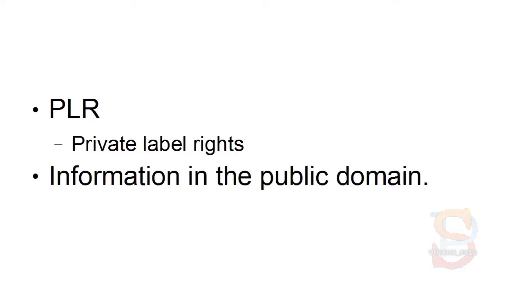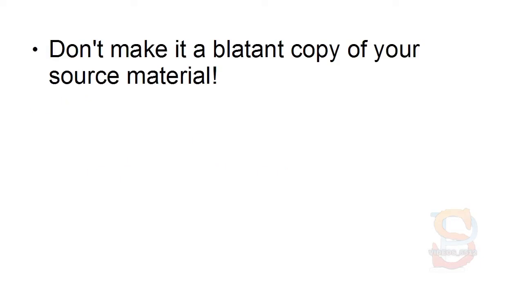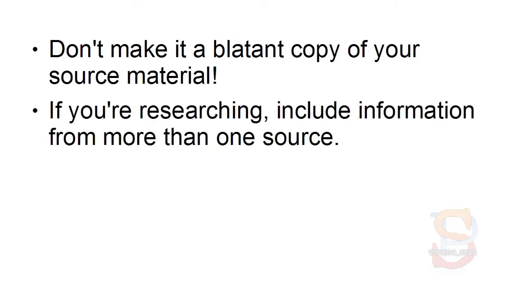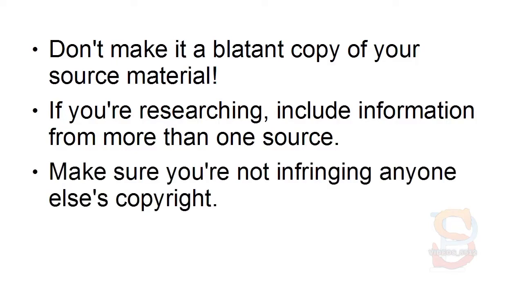Something else that you can use is information that's in the public domain. These are materials made by the US government, which is all in the public domain. It might be materials that the copyright has expired on, and so on. One thing to be absolutely certain of is don't make it a blatant copy of your source material. If you're researching your topic, then you want to include information from more than one source. Also, make sure that you're not infringing anybody else's copyright. That's very, very important because copyright infringement can land you in a lot of hot water.